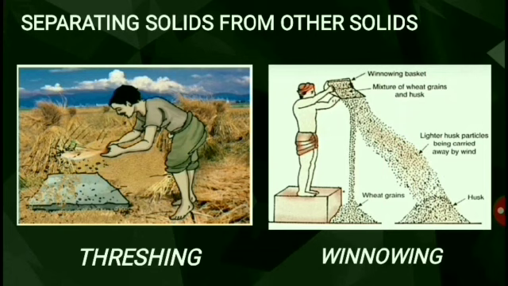The separation of the grains and the chaff is done by winnowing. In this process, a mixture is allowed to fall from a height and the breeze blows away the chaff while the grain falls down vertically in front of the farmer. As you are seeing in this picture, a mixture of grain and husk, or broken chaff, is allowed to fall from a height, and the chaff being lighter is blown away by the wind, whereas the grains fall vertically just in front of the farmer.